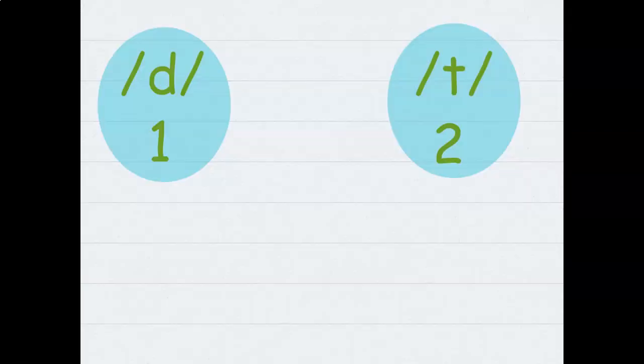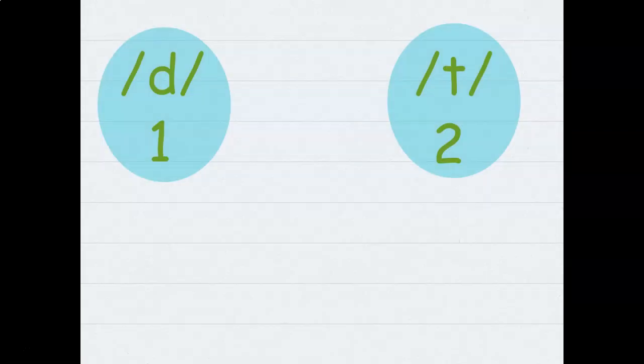Duck. One. Duck has the d sound. Drill. One. Drill has the d sound. Tin. Two, tin has the t sound. Dark. One, dark has the d sound. Taste. Two, taste has the t sound. Dim. One, dim has the d sound.